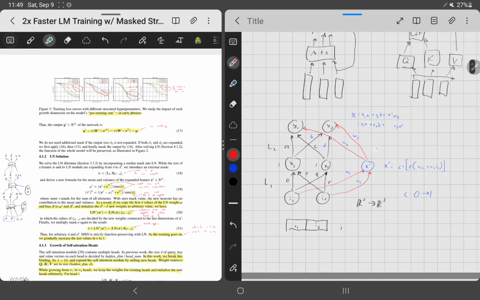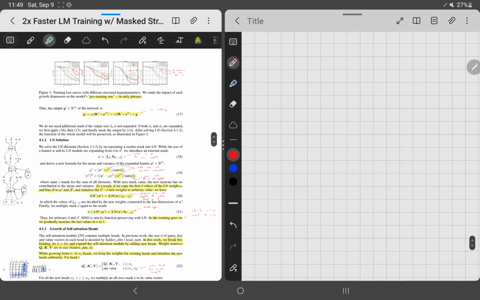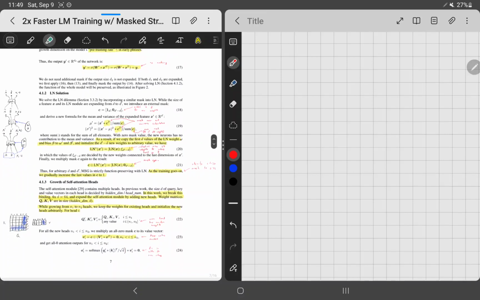You can add an arbitrary number of nodes, and as long as you mask it with 1s with the old weights and 0s with the new weights, and slowly interpolate 0s to 1s over time, then you're all set. You got yourself a working feed-forward layer that has the same function by adding new parameters.